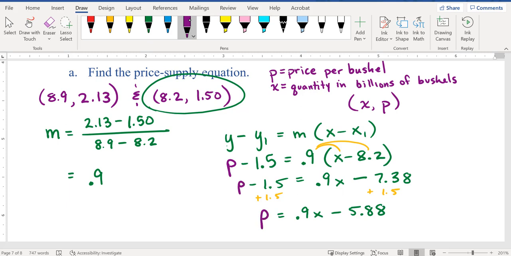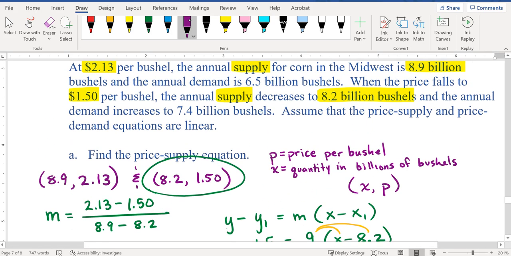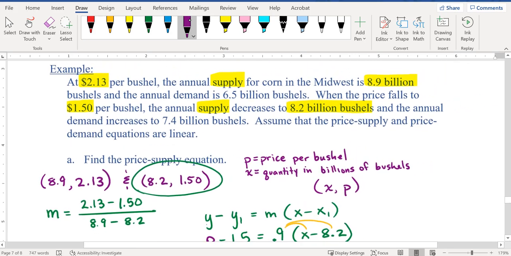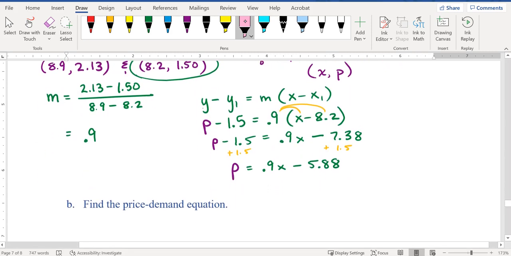All right, now let's go after the price demand equation. So back up to the problem. Let's go do that. Let's see, at 2.13, the demand is 6.5 billion bushels. And at 1.50, the demand is 7.4 billion bushels. So I have the points 6.5 comma 2.13.